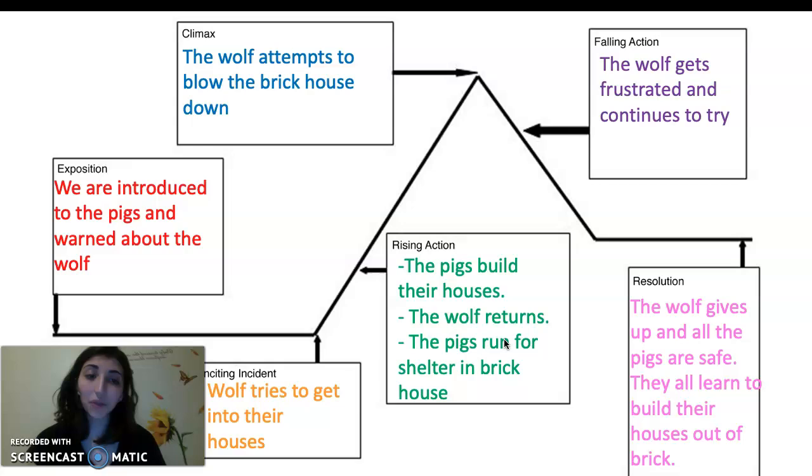So the resolution is when the wolf gives up and all the pigs are safe, and they learn their lesson to build their houses out of brick. So they learn to be smart. So I hope you guys enjoyed me plotting The Three Little Pigs. I thought it would help you guys to kind of see it in action.